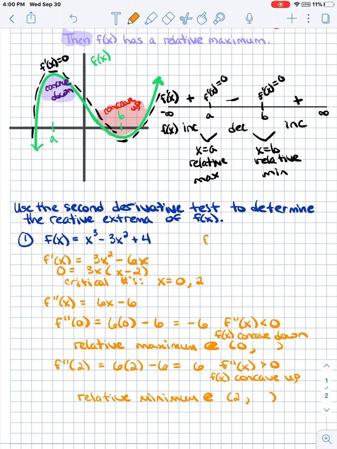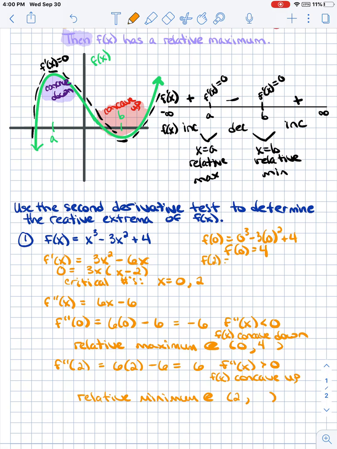I'm going to find f of 0 first. So that's 0 cubed minus 3 times 0 squared plus 4. So I know that f of 0 equals 4. That tells me that I have a relative maximum at the point 0 comma 4.